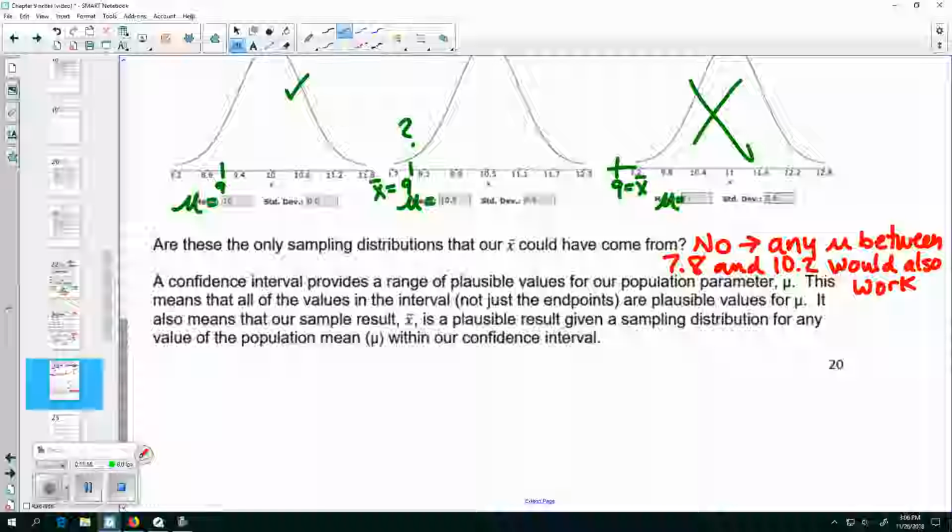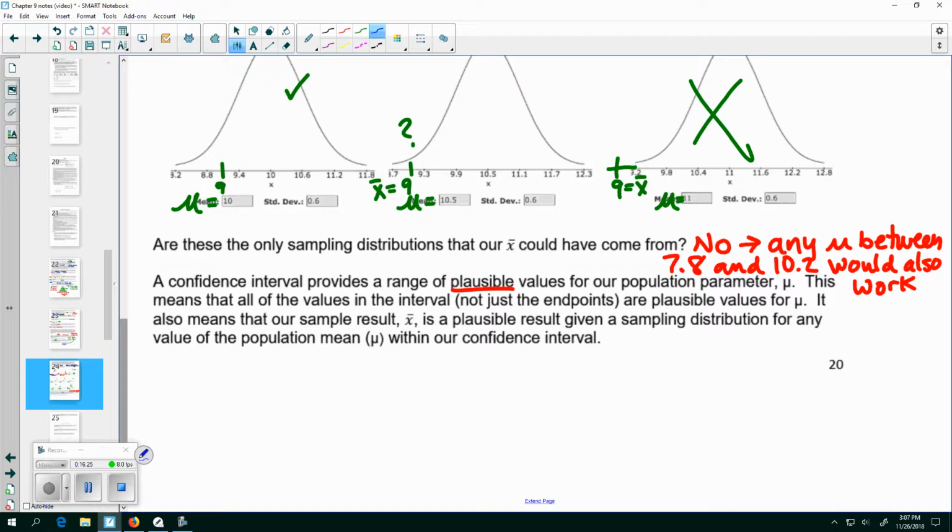Okay, down at the bottom of the page, a confidence interval provides a range of plausible values. Again, plausible means it makes sense, seems realistic. It's a range of plausible values for our population parameter mu. This means that all of the values in the interval, not just the endpoints, are plausible values for mu. It also means that our sample result X bar is a plausible result given a sampling distribution for any value of the population mean mu within our confidence interval.